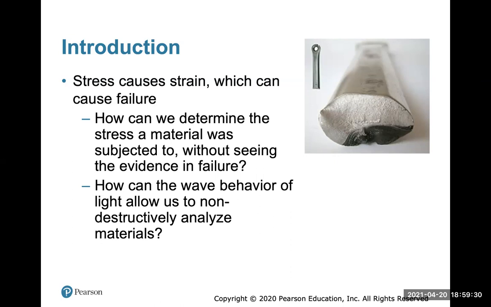This member was subject to forces, and those forces were manifested as stress. The stress is related to strain according to the modulus of material. This is all back from 231. But this is all post-failure. Suppose I were interested in ascertaining the structural integrity.